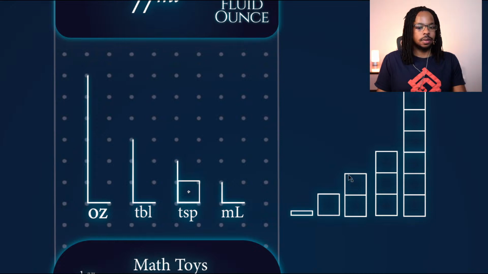Got it. Next up is 2 teaspoons. So we add this group of 2 right here. All right. So that turned this whole group of 3 teaspoons into a tablespoon. Okay. Excellent. Plus 9 milliliters.